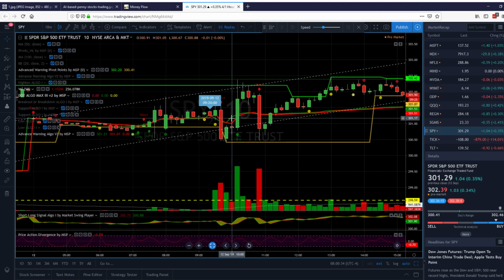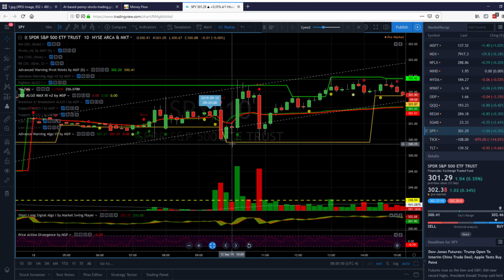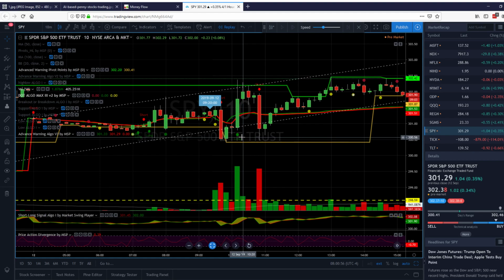So that would have been here. It was a breakout. It ran to 302. So from the time you got in that trade, let's say you did it at the 950 to 1020, you already got a quick scalp trade, okay?